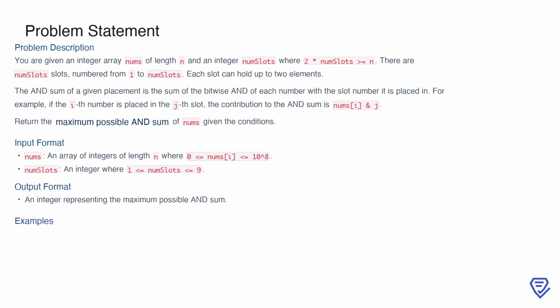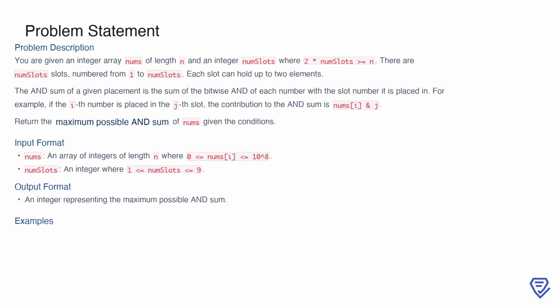In this problem, we are given an integer array nums with a length of n and an integer numSlots. The key condition here is that the number of slots, which is specified by numSlots, must be sufficient to hold all the numbers, meaning that 2 * numSlots must be greater than or equal to n. Each slot can hold up to 2 elements.